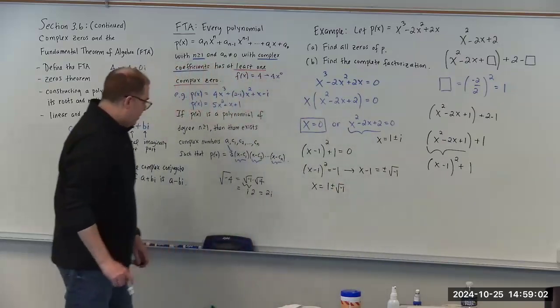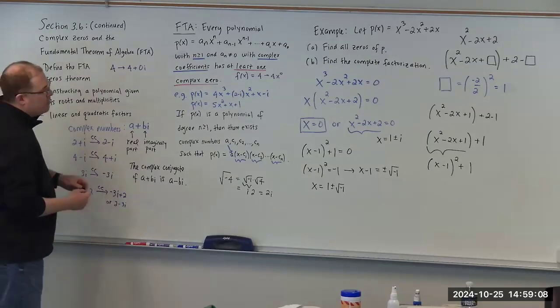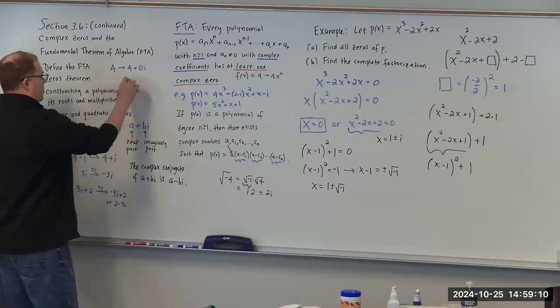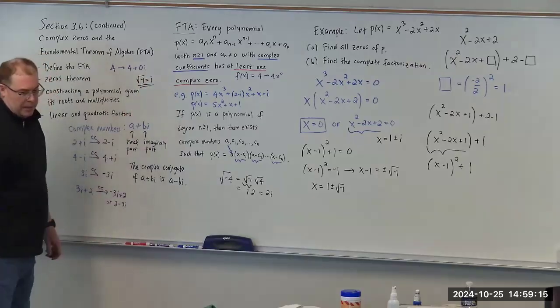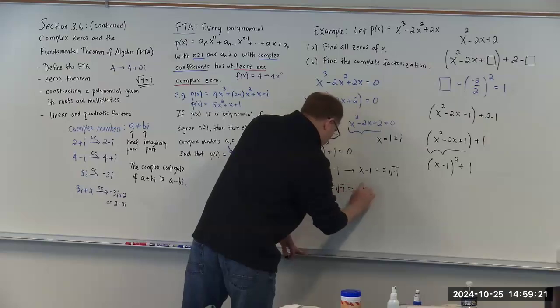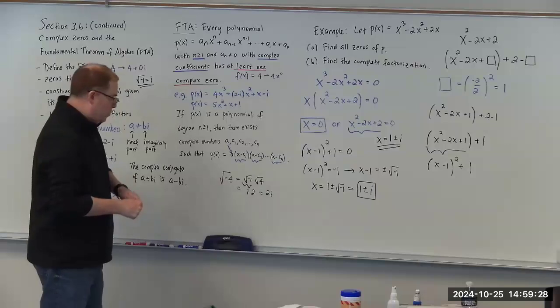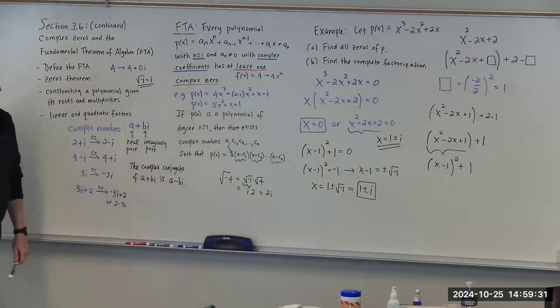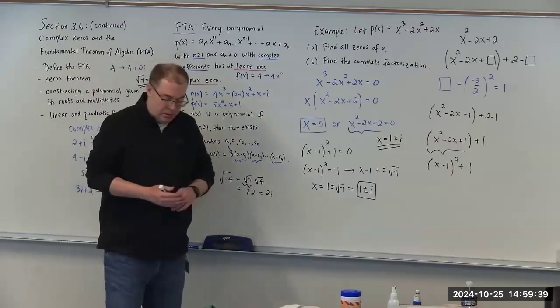And what is square root of negative 1? Okay, remember, by definition, square root of negative 1 is i. Okay, so this is going to give us 1 plus or minus i. And that's exactly what we got here using the quadratic formula. All right, so either method is acceptable.